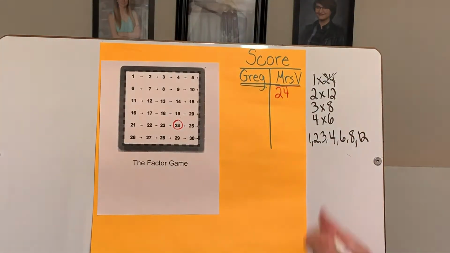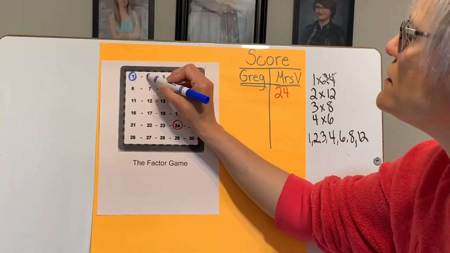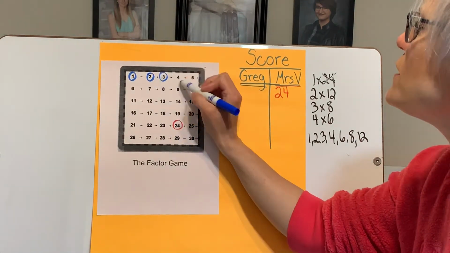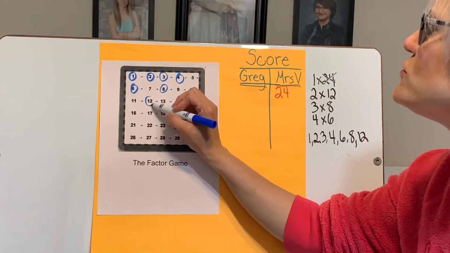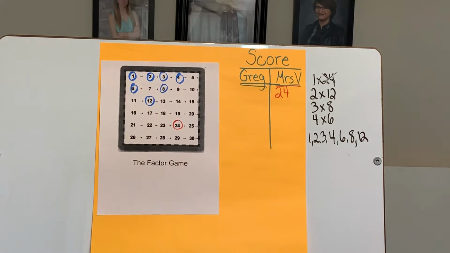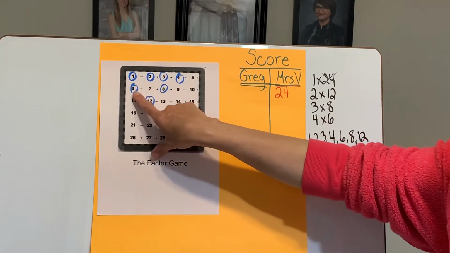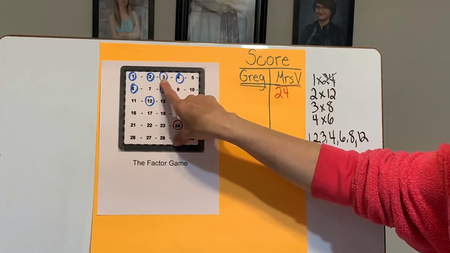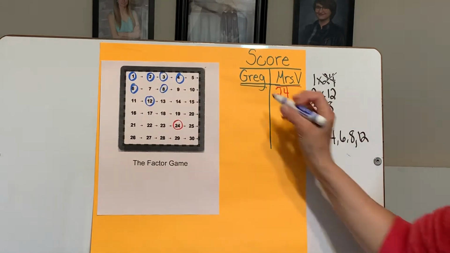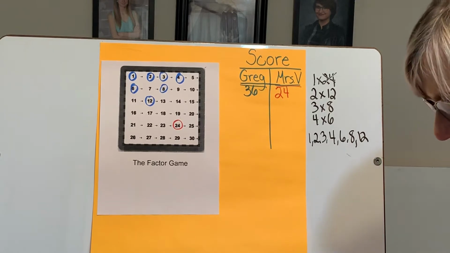So with my blue marker for Greg, I can circle 1, 2, 3, 4, 6, 8, and 12. Boy, I didn't do a very good job picking the first time, did I? So in order for Greg to find his score, he needs to add up these numbers. So right here we've got 20, 26, we've got 30, 33, 34, 35, 36. So Greg has a score of 36. So Greg right now is winning.